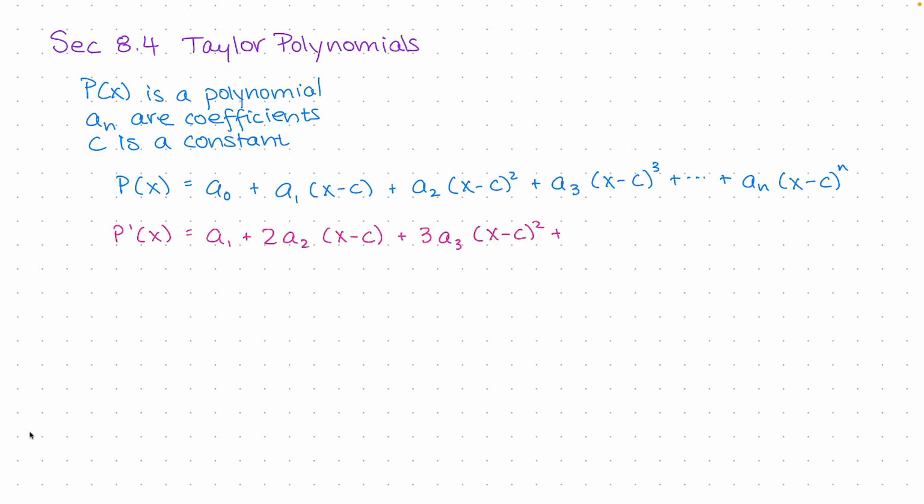The next term, if we had it written, we could see it, but I think you see a pattern anyway. It'd be 4 a sub 4 times x minus c cubed. And you just keep going. You'll see I don't really care about the other terms.